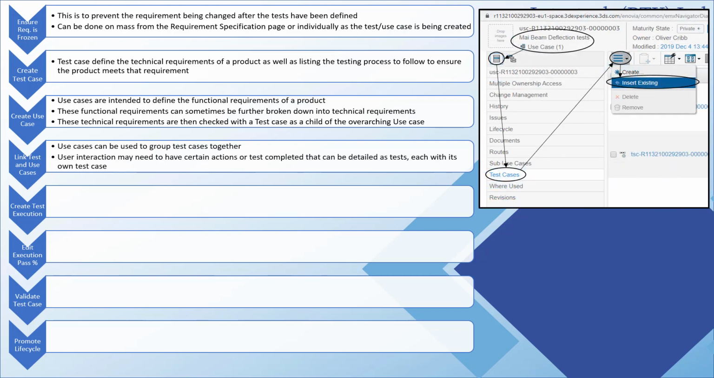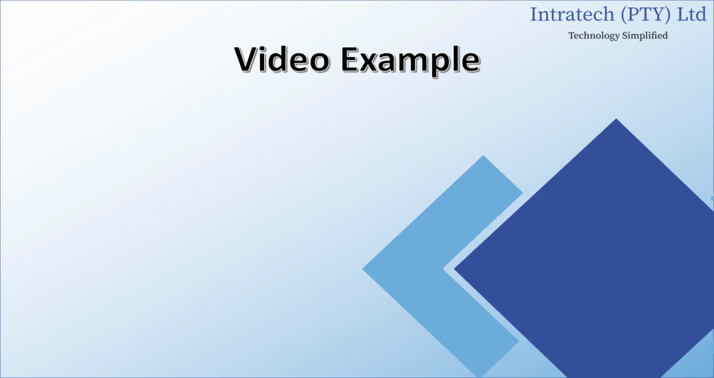To link a test case as a child of a use case, go to the use case space and select Create or Add Existing. Even if test cases are children to use cases, each technical requirement must have its own test case. We'll now go back to 3D Experience and demonstrate these first 4 steps.